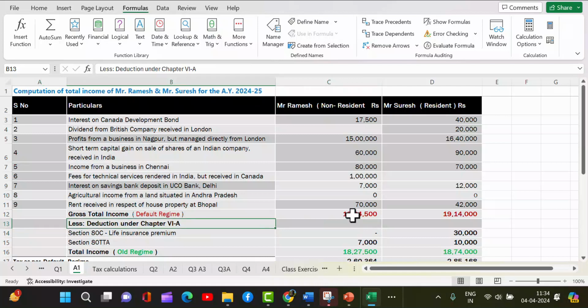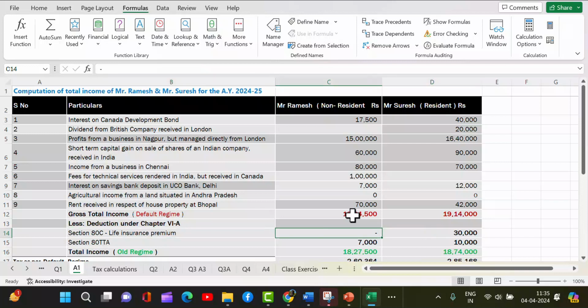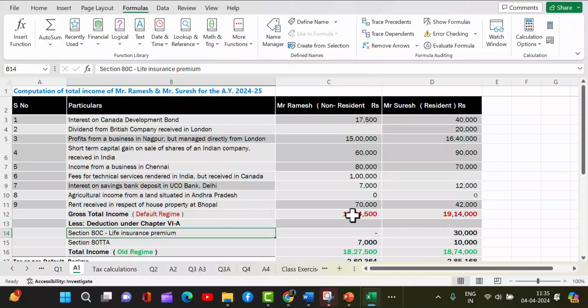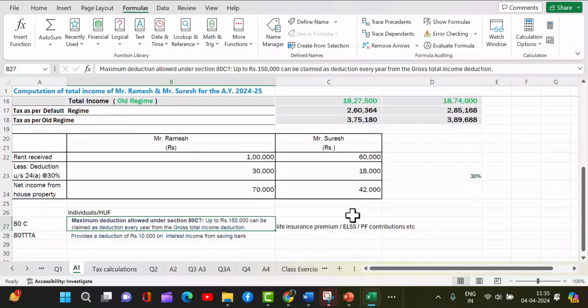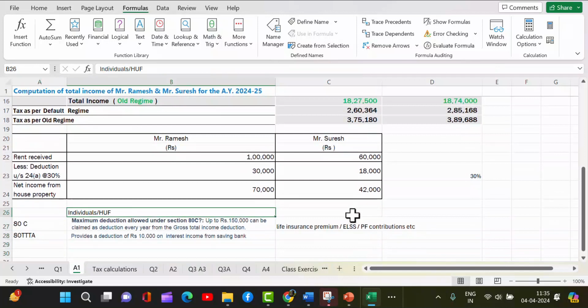So there are some deductions under chapter 6A, like 80C and 80TTA. Section 80C is where you contribute, for example you pay some life insurance premium, which I have included here. Just go back down the line. 80C. These deductions are available only to individuals and HUF.